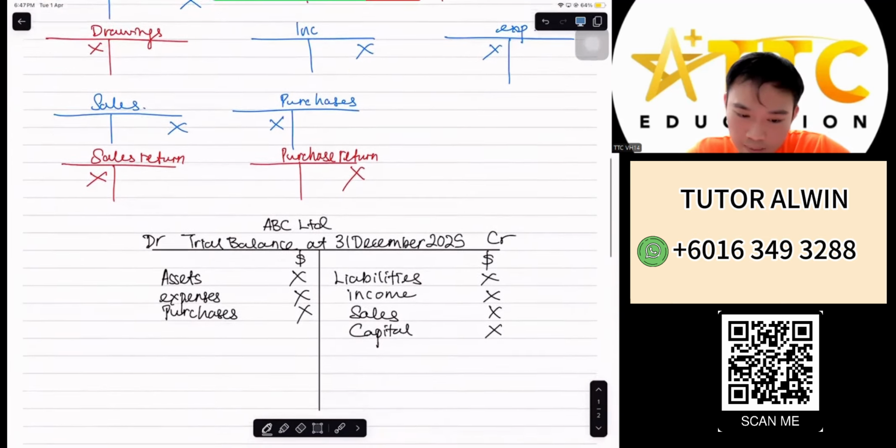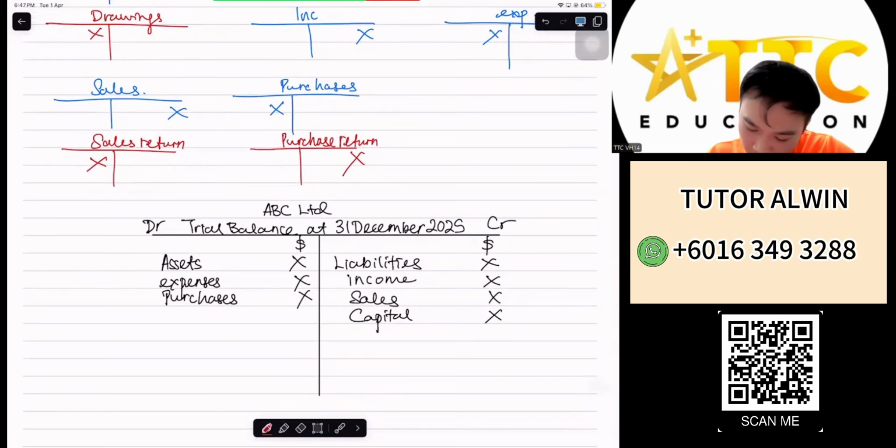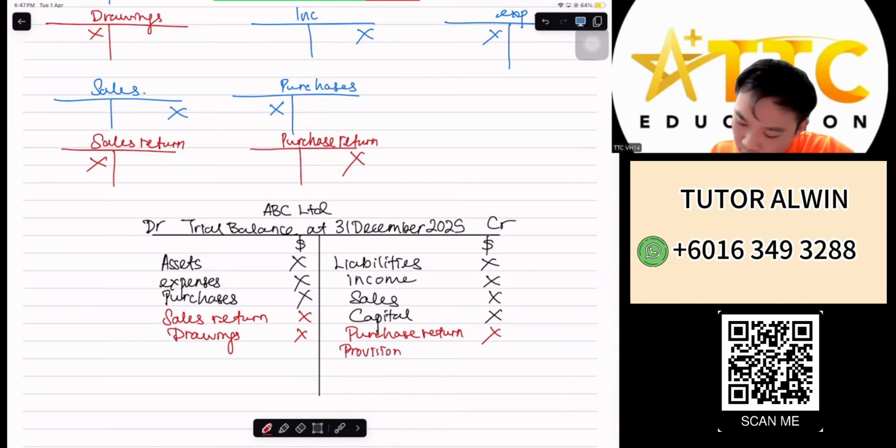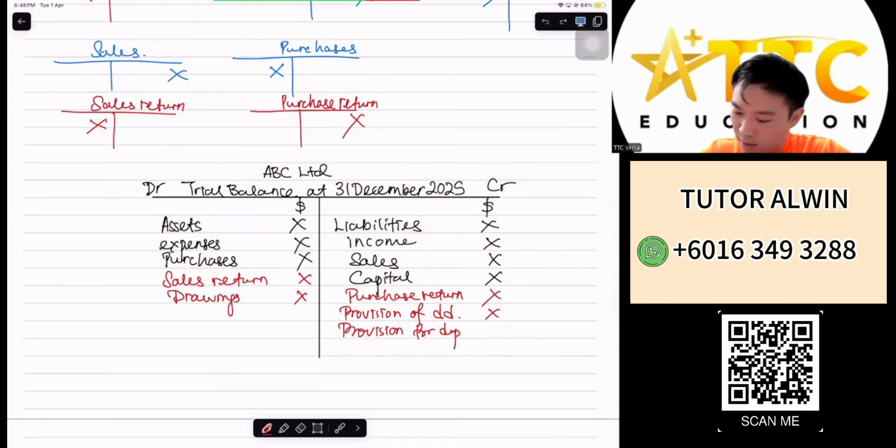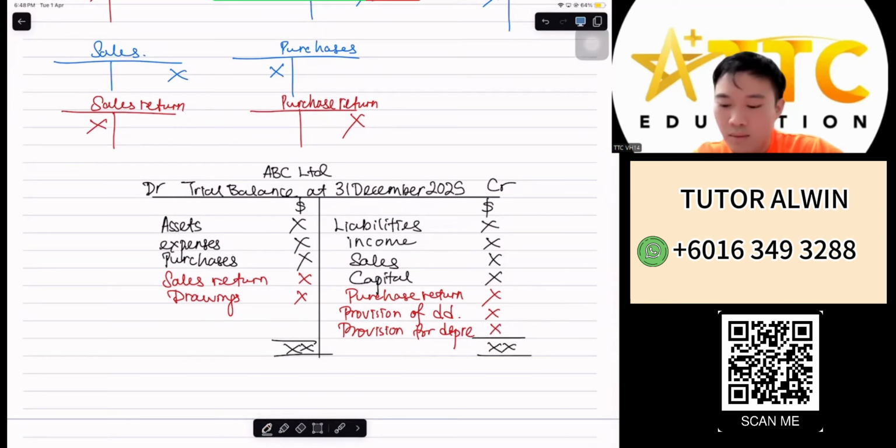Okay, asset, liability. Now we solve the contra. Sales return. Then we have purchase return. Then we also have our drawings over here. Then the provisions of doubtful debts, provision for depreciation of NCAs. So the total must be the same for both sides. Okay, this is the T format.